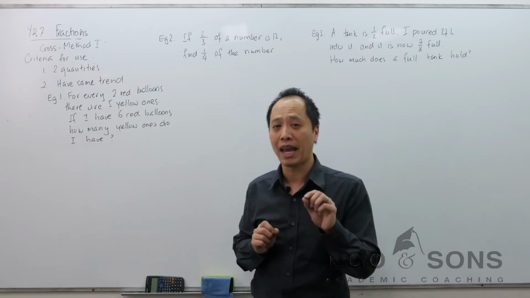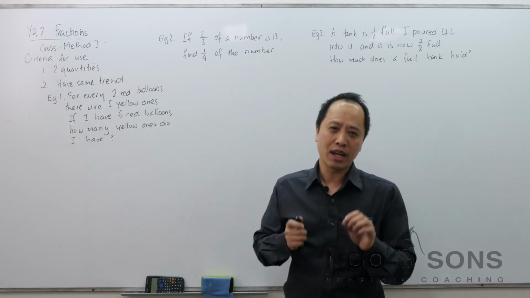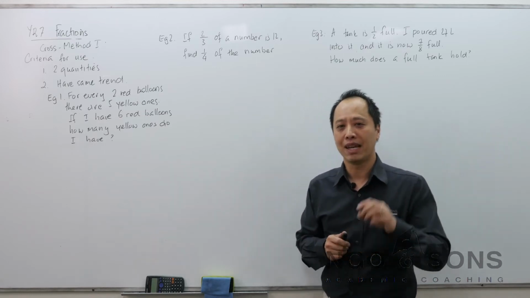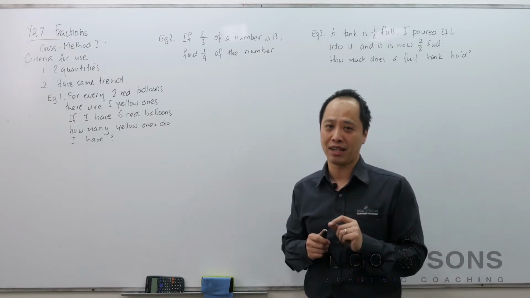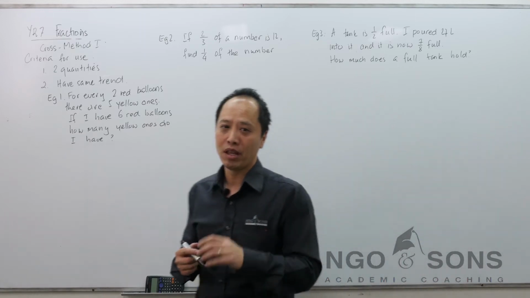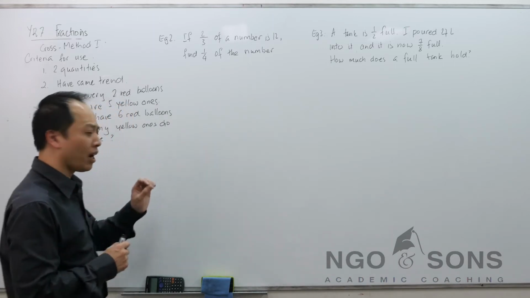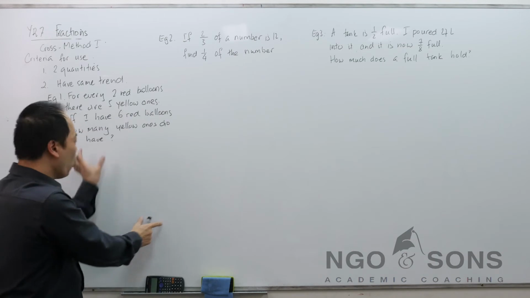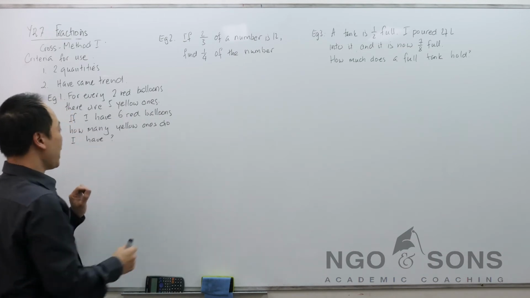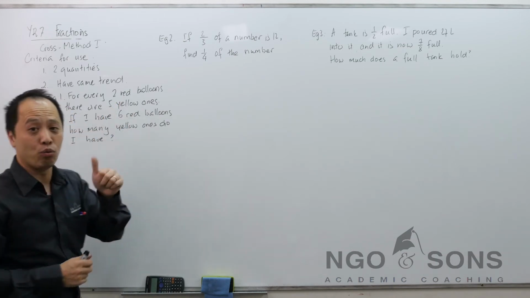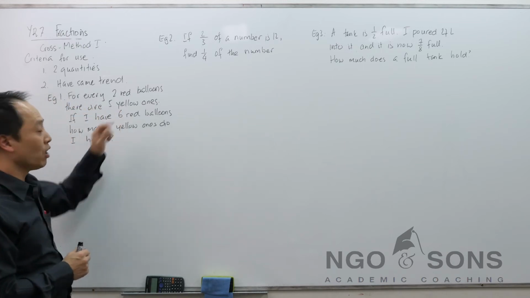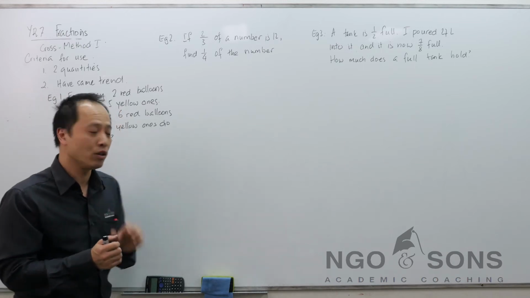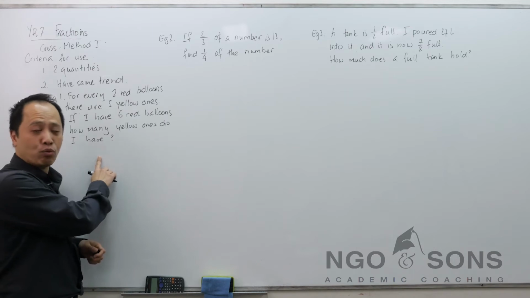Let's have a look at how we would use the cross method. When you use the cross method, it's about setting out your working out. So this is how you set it out. I want you to remember this. What you need to do is have 2 columns, 1 for each quantity. Since here we've got red balloons as our first quantity and yellow balloons as our second quantity, I'm first of all looking at the red balloons.